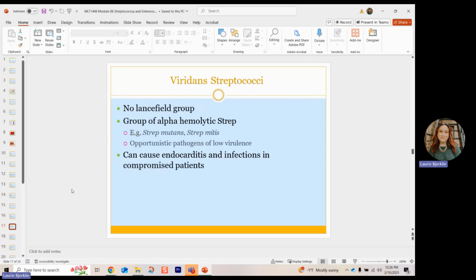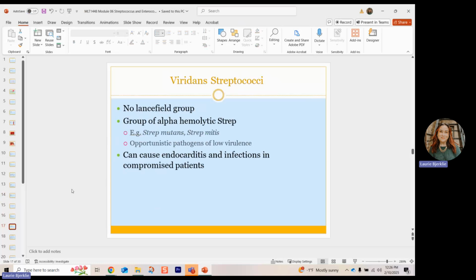And then the other alpha hemolytic strep group is the whole viridans streptococci. This also has no Lancefield group name, no carbohydrate antigens on the surface. This is just an entire group of other alpha hemolytic streps. There's a bunch of other alpha hemolytic streps that can fit into this group. Strep mutans and strep mitis are two more common ones out of the viridans group.